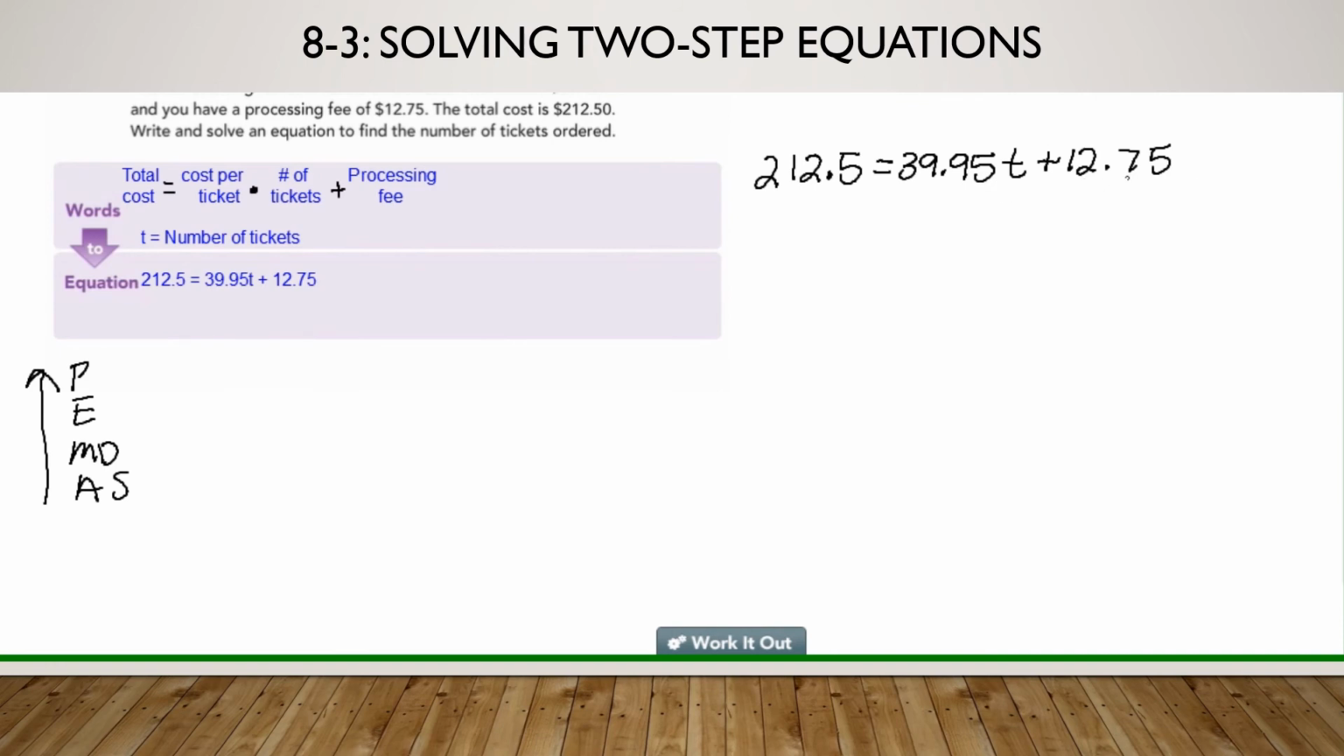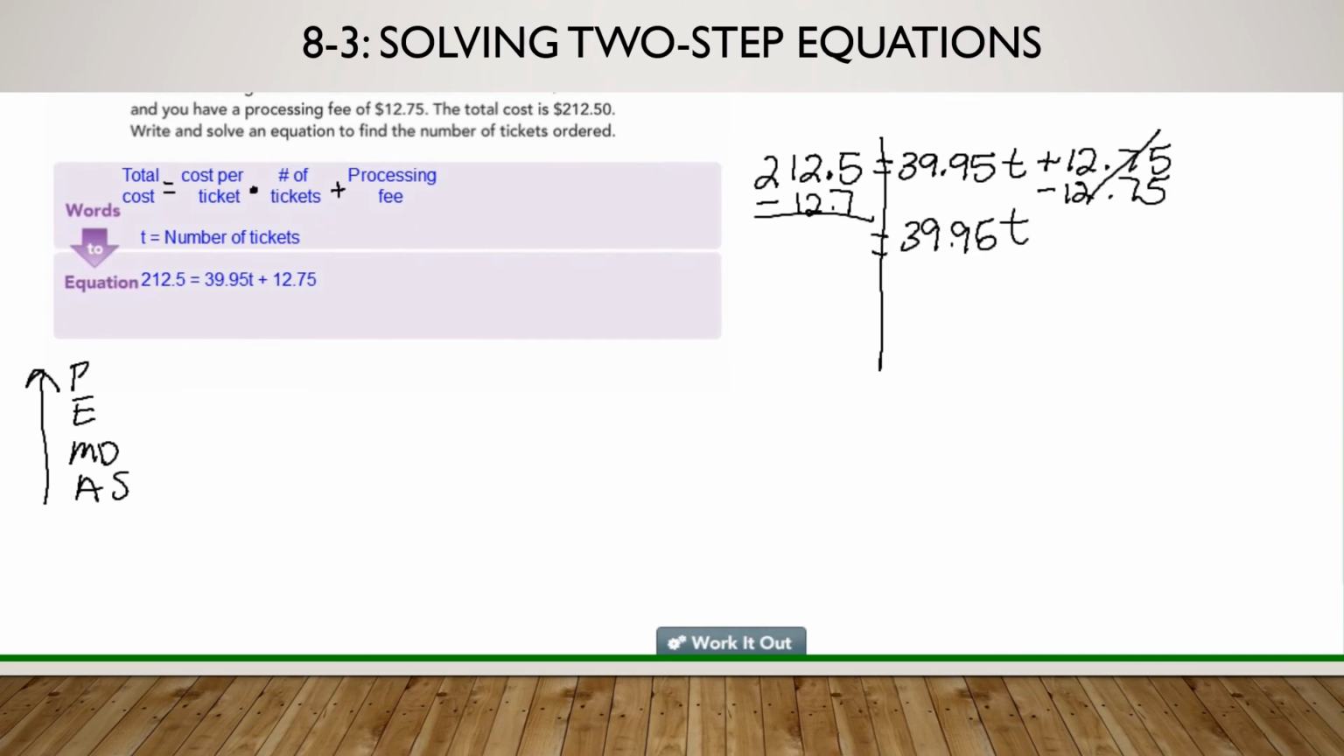Well, here this positive 12 and 75 hundredths is connected through addition. So we have to undo addition by using the inverse of addition, which is subtraction. So we're going to subtract this 12.75 on both sides of the equal sign. So this cancels out and makes 0.